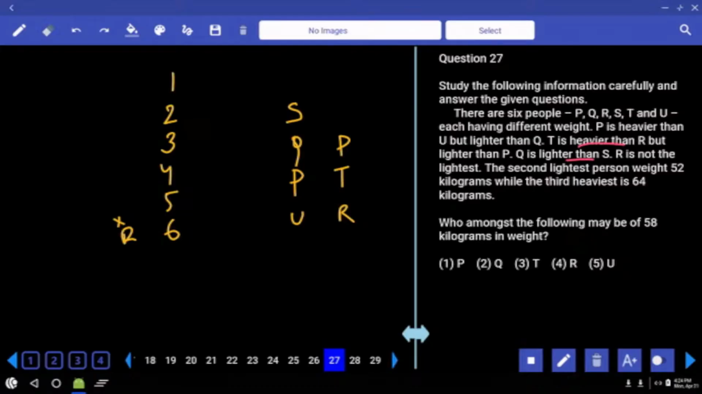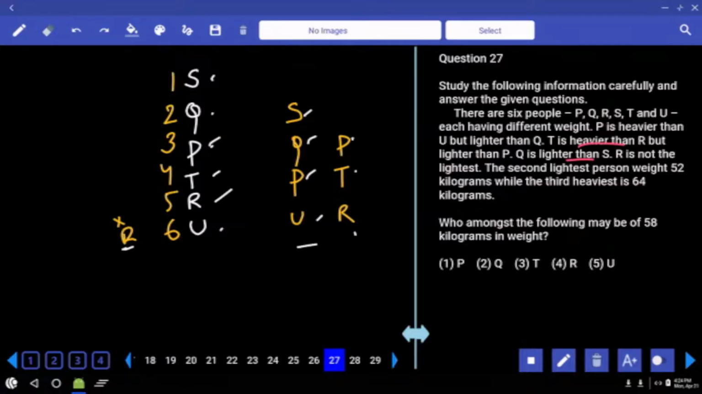Now S, and next to S, who is that person here? S. My next one is Q. And after this one, P. And next one, R cannot be at this place. R must be here. If R is here, T is here, and if T is here, U must be at this place. Check out here: SQPU, and PTR.